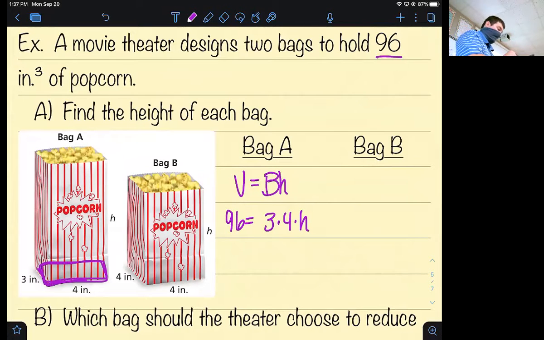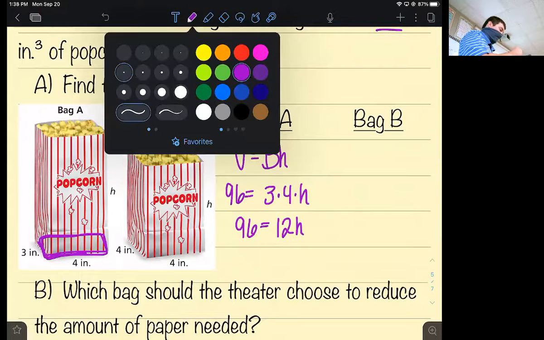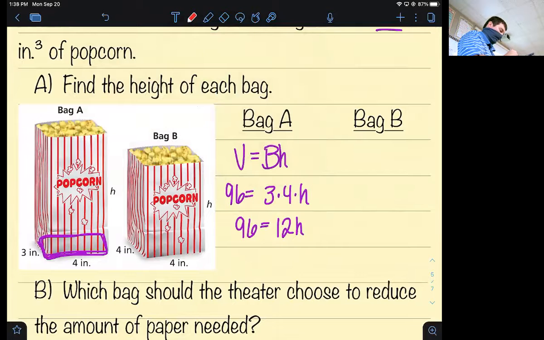Can someone tell me what 3 times 4 is? Okay, so this is just 96 equals 12H. What do I have to do to get H by itself? Divide 96 by 12. Go ahead and do that for me and you'll get what answer? It is 8, and because it's just a regular old unit, I'm just gonna call it 8 inches. Not 8 inches squared or 8 inches cubed, I already know the volume.